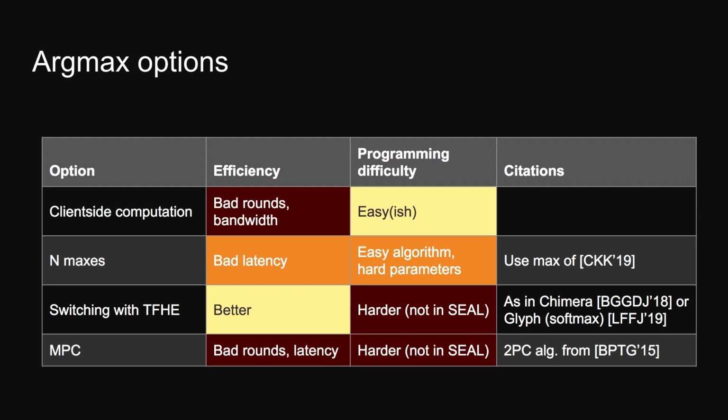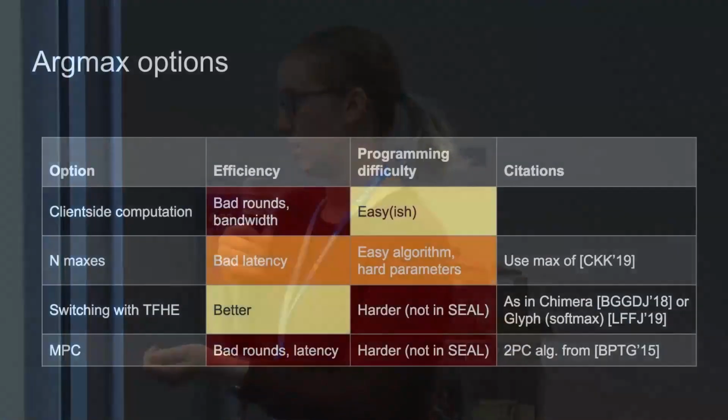You could switch the representation. A couple of papers, including Chimera, will switch the representation into TFHE, torus FHE, which is a lot better for doing nonlinear functions. But of course, this is not in SEAL, and we didn't implement it in 24 hours. Or you could switch to an MPC representation.